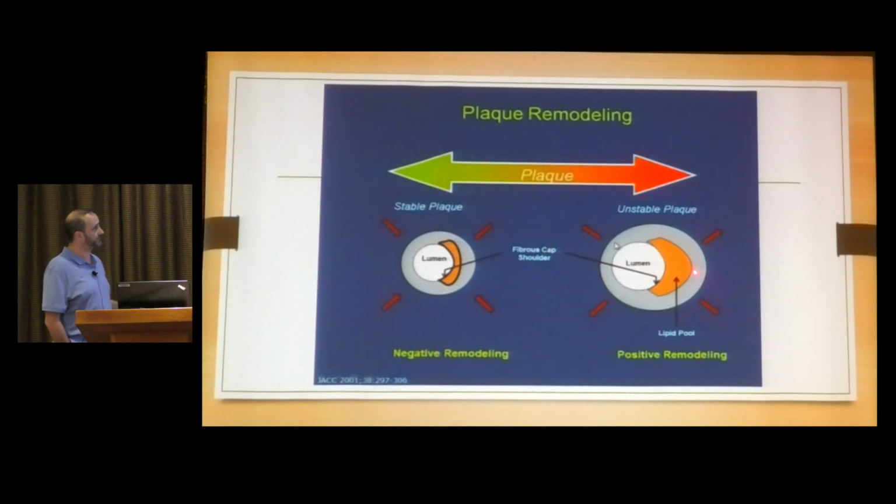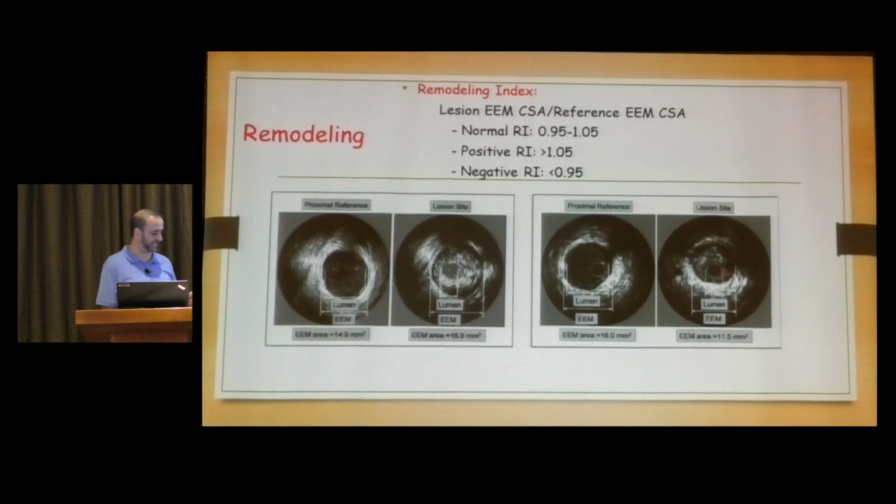Remodeling, positive or negative remodeling. If the blood vessel is expanding, like this one, this is called positive remodeling. If your blood vessel is shrinking, on the other hand, this is a negative remodeling. This is more unstable, and this is more risky, more chance of breaking later on and giving you an acute event. This is a more stable plaque and less risk of rupturing down the road.